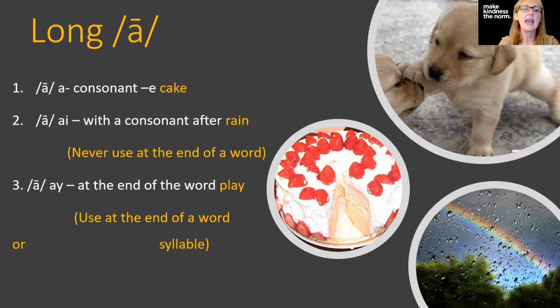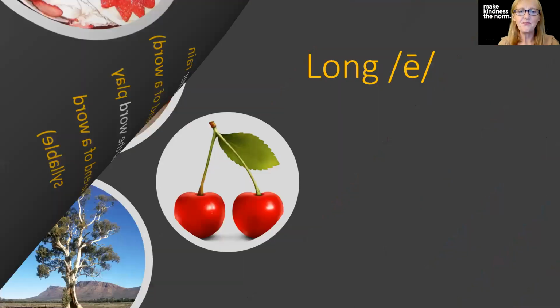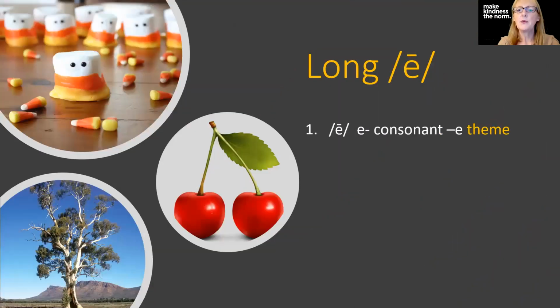So we have A consonant E, AI as in rain, AY as in play. The end of a syllable might be a word like mayor. Mayor, M-A-Y at the beginning syllable there, ending in the A-Y. The long E also, we have the E consonant E as in the word theme. What is the theme of the Lightning Thief? Long E as in tree or week.